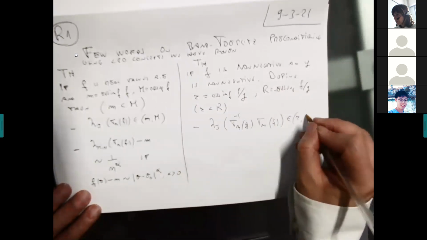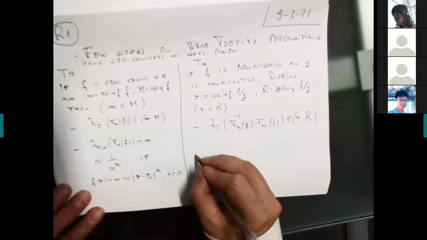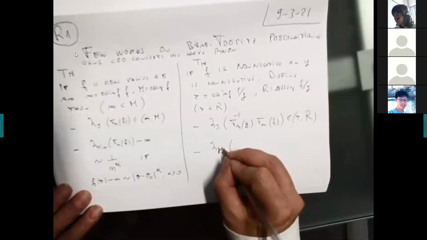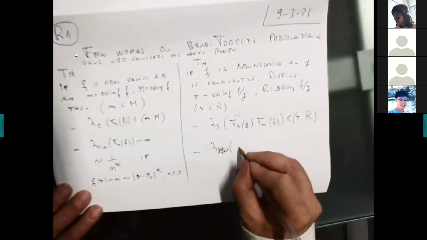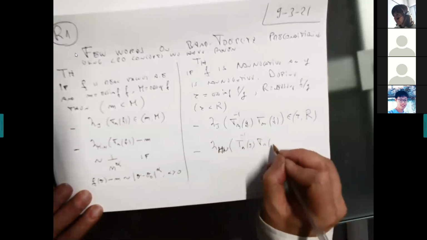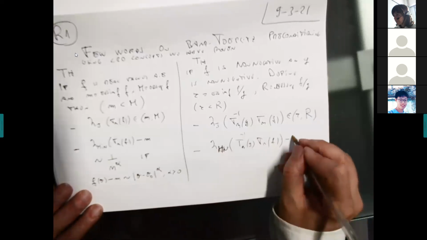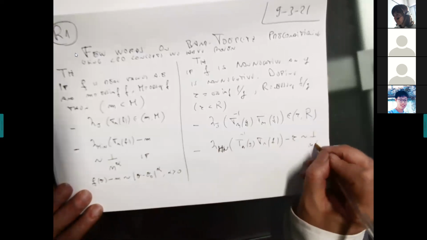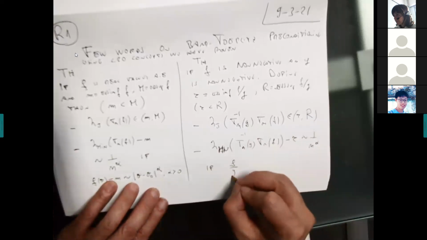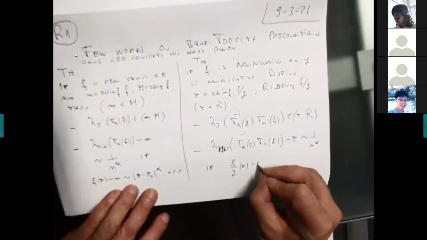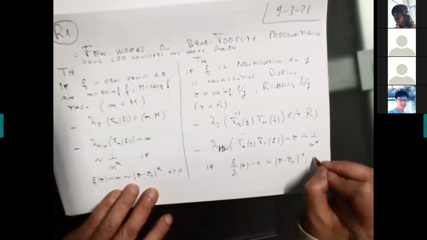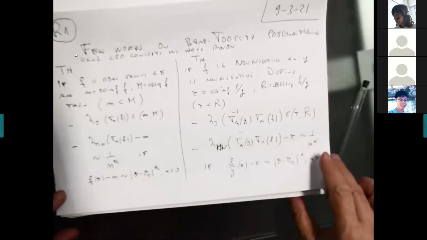Then lambda j of Tn(g) to the power -1 times Tn(f) belongs to the interval between r and R, and lambda min of Tn(g)^-1 Tn(f) minus r is asymptotic to n to the power -alpha if f over g of theta minus r is asymptotic to theta minus theta 0 to the power alpha, alpha greater than 0.